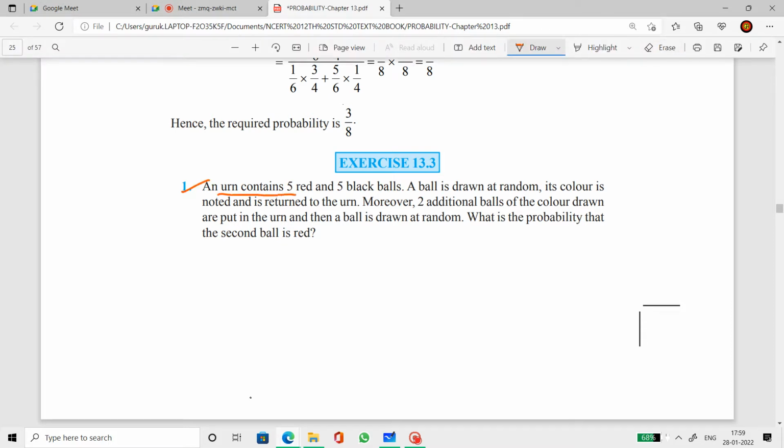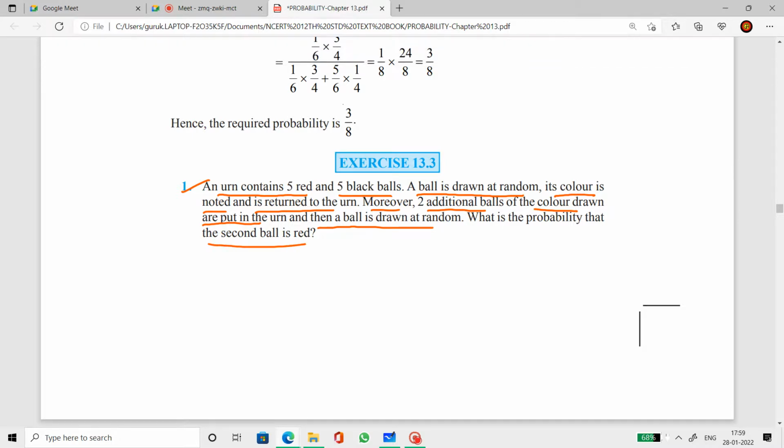An urn contains 5 red and 5 black balls. A ball is drawn at random. Its color is noted and returned to the urn. Moreover, 2 more additional balls of the same color are put into the urn. Then a ball is drawn. What is the probability that the second ball is red?